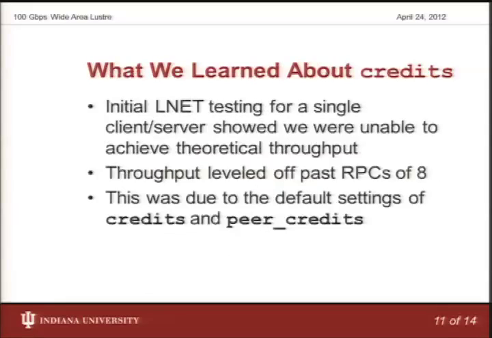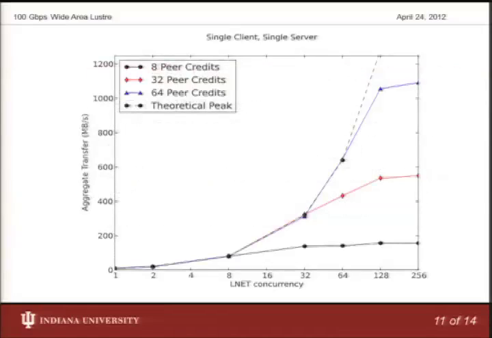So we did that, and surprisingly enough, well, surprising to us at the time, we didn't really see great performance. So it turns out that the other things that you have to increase quite a bit are credits and peer credits. Now, this is something that we hadn't had a chance to test a lot over the wide area. We knew that it was fairly important in some settings for IB and whatnot, but we hadn't had a chance to do the testing to this level.